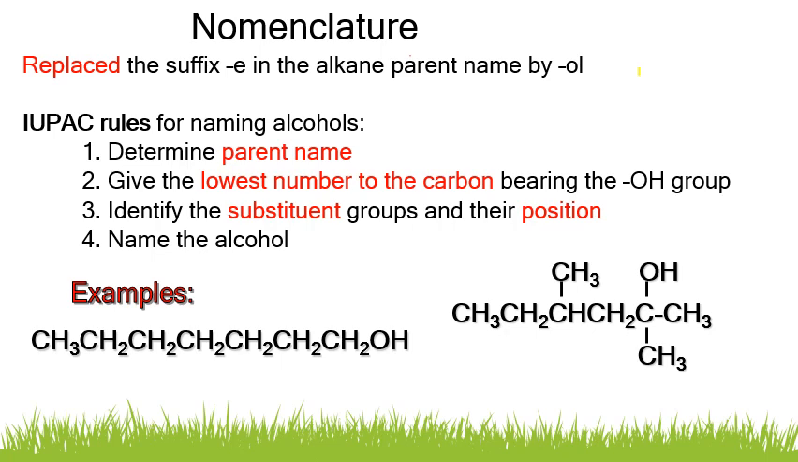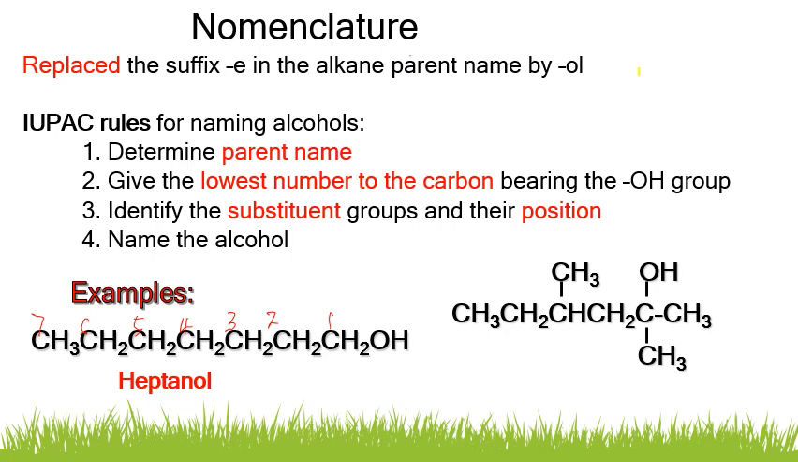Number 1, the compound contains 7 carbons. We number the carbon from the right due to the presence of the OH attached to it, and we must give the lowest number to the carbon bearing OH. So, numbering 1, 2, 3, 4, 5, 6, and 7, the name is heptanol.